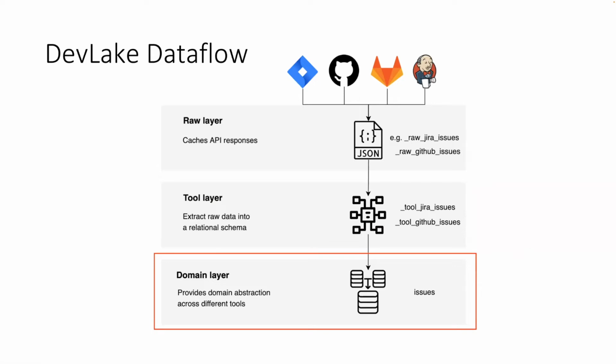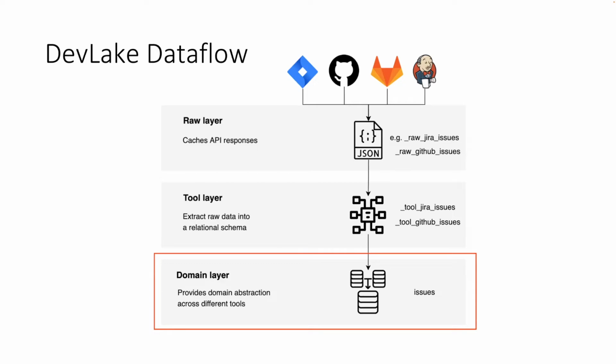So the purpose of the domain layer is to build a layer of abstraction on top of the tool layer so that analytics tools can be reused across different data sources. For example, GitHub's pull request and GitLab's merge request are similar entities, or Jira's issues and GitHub issues are also similar entities. They each have their own table name and schema in the tool layer, but they are consolidated into a single entity in the domain layer.